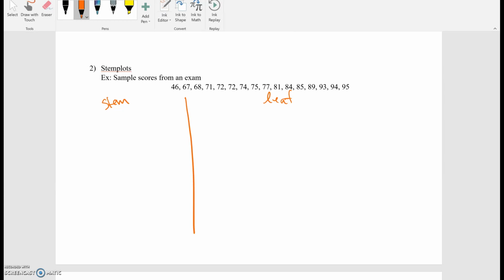So in this case, since we have 2-digit numbers, we're going to look at the leftmost number, and in this case, it's going to be a 4, a 6, and it continues on. The lowest number that this data set comes up with is 4, and the highest one is 9. So on the stem side, I'm going to write down the tens digits, which is 4, 6, oh sorry, let me go back.